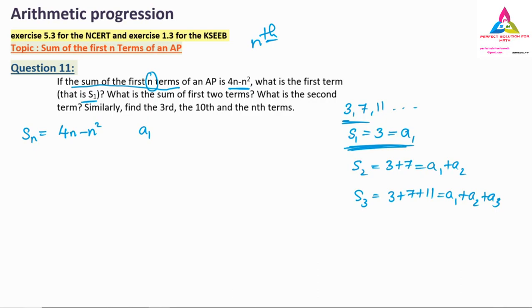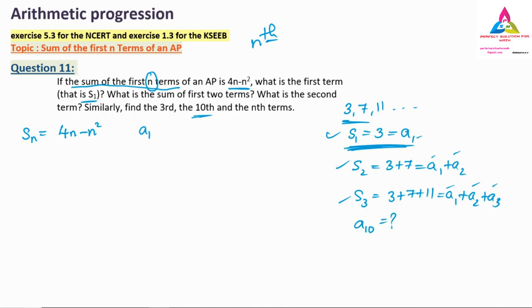Remember this, because while solving this problem we want this: S1 is nothing but a1, S2 is nothing but a1 plus a2, S3 is nothing but a1 plus a2 plus a3. This you have to understand. And they have also told you to find the 10th term, that is a10 we have to find.